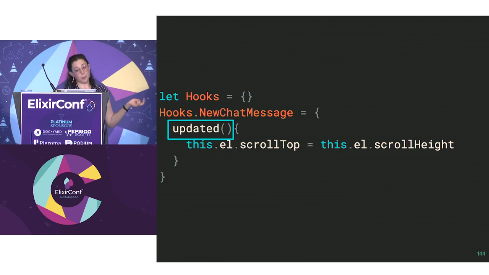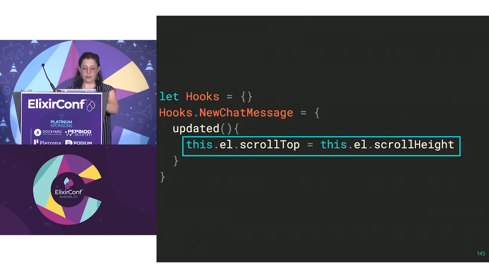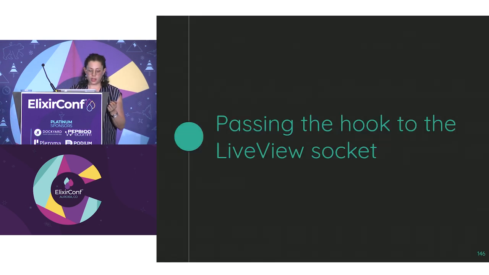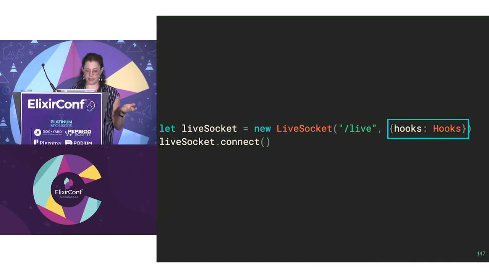It implements an updated callback that will fire when the given DOM element, again, in this case, our chat window, is updated by LiveView. And at that time, it will finally fire our scroll top adjustment JS with the help of this.el, which the hook exposes to us, and it refers to the bound DOM node, once again, the chat window. The very last thing we need to do is make sure that we pass our hook object to the socket. Just like this.